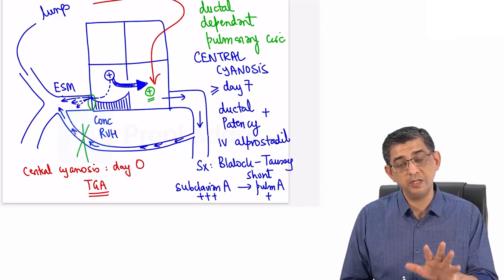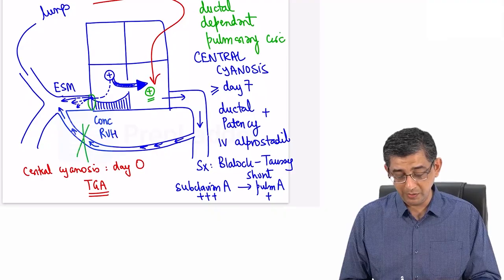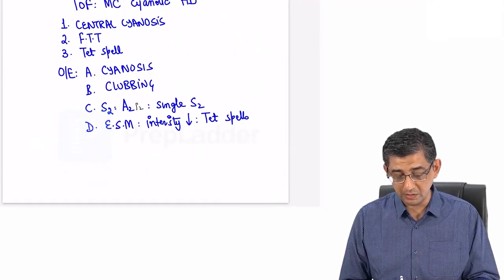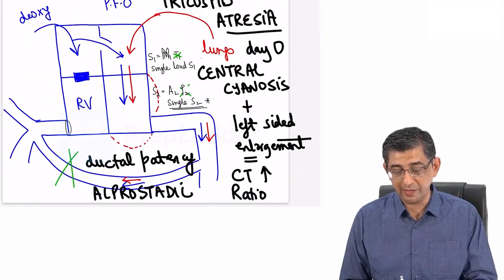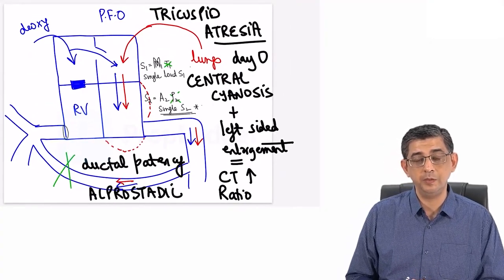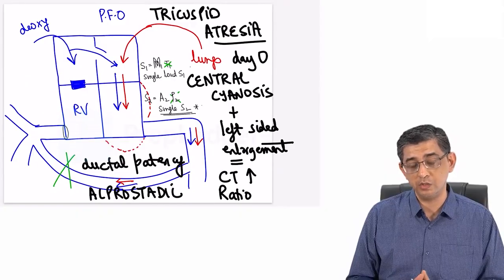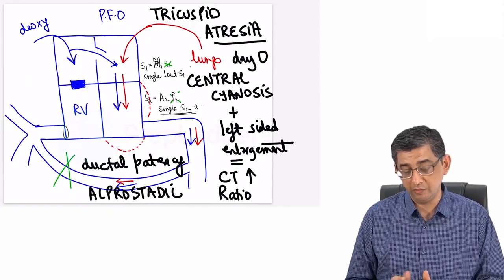So at least some oxygenated blood will come to the left side. In tricuspid atresia, there is only one method of blood reaching the lung. That explains why this disorder is more critical. The criticality of the disorder can be understood from the line diagram that I made before you.